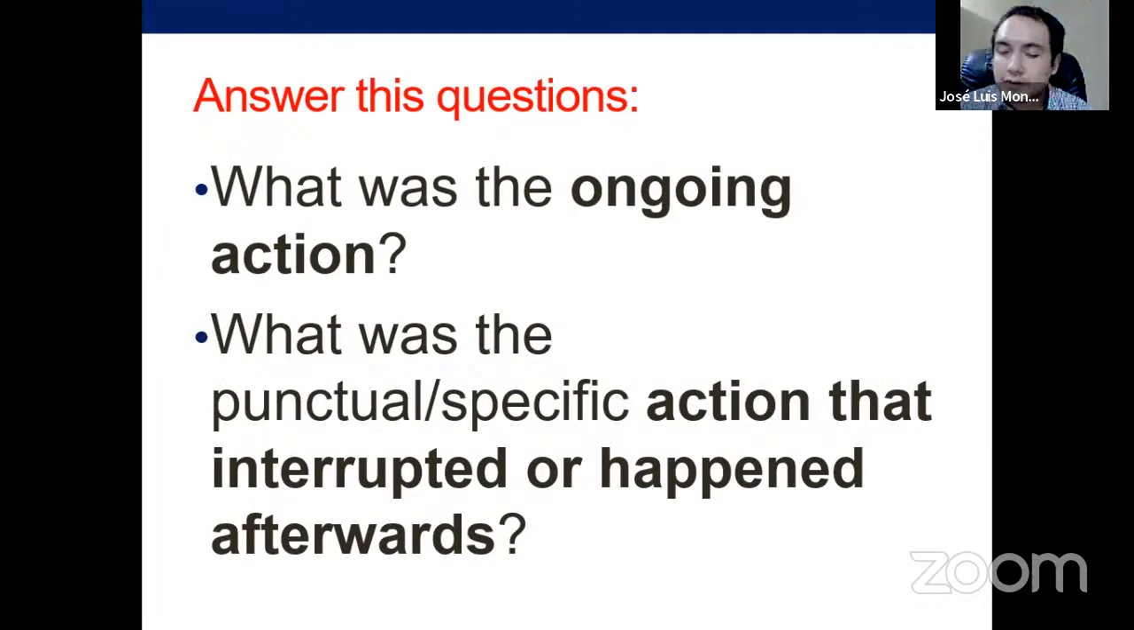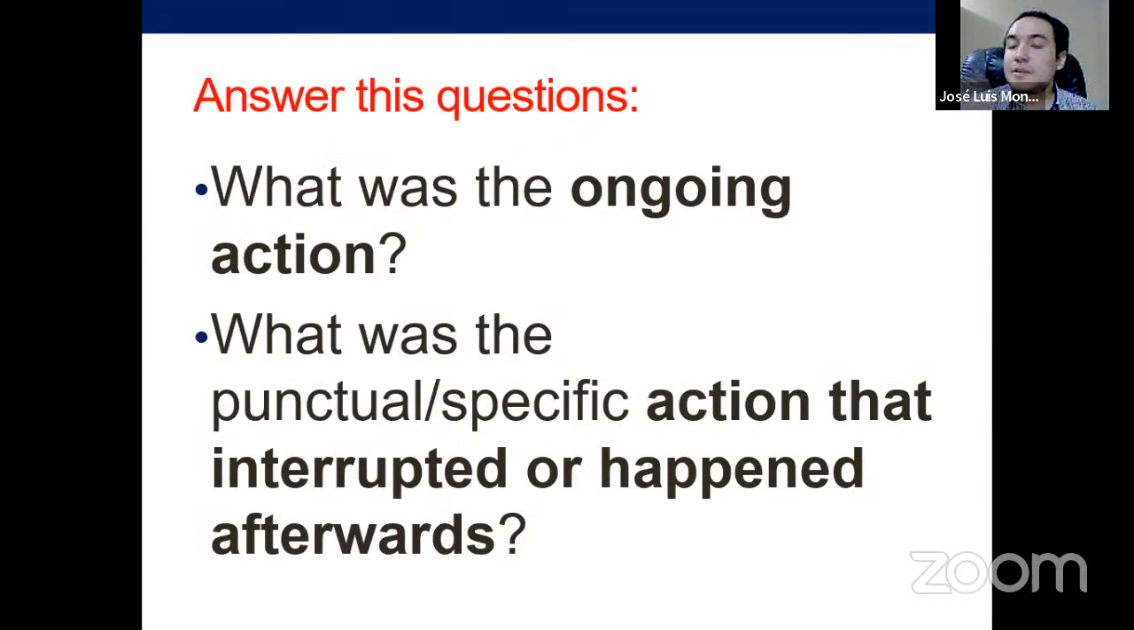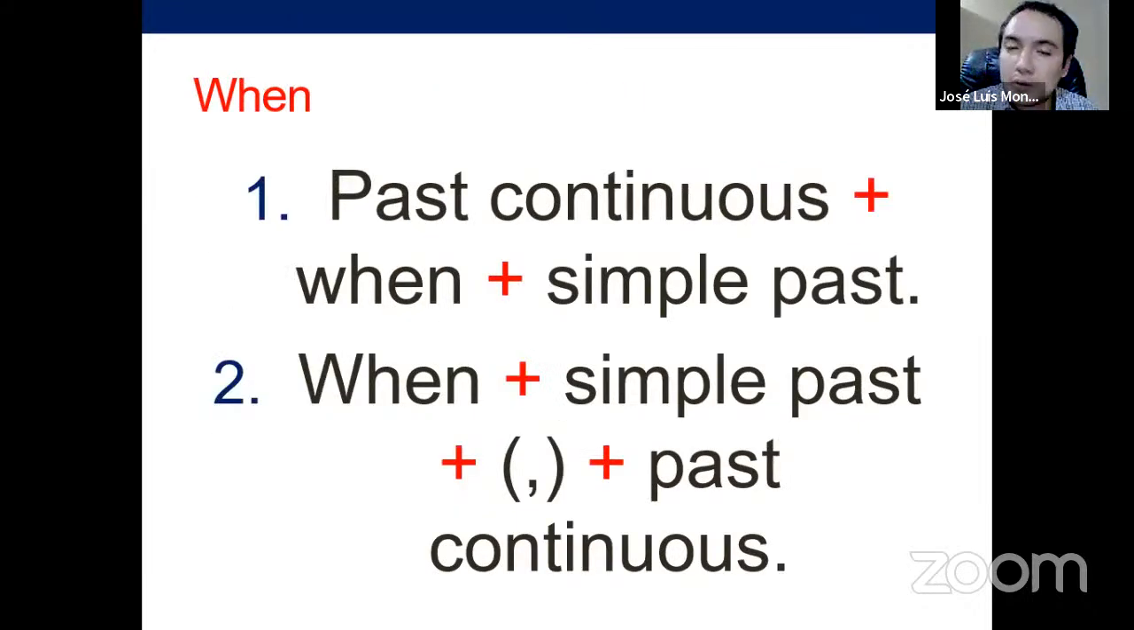So what's the ongoing action? Of course, the past continuous, right? I was studying for my exam. And what's the punctual specific action that interrupted or happened afterwards? Of course, we also know the simple past. Now we know the formulas. We even took a look at more complex formulas. This is just to reinforce. We know that this is past continuous when simple past, right? I was doing this when this happened. She was doing that when that happened, and so on and so forth.